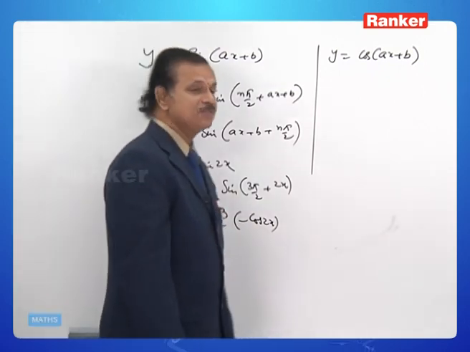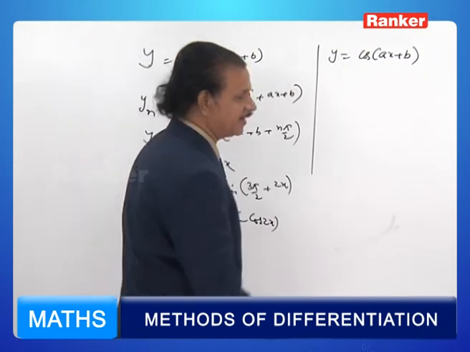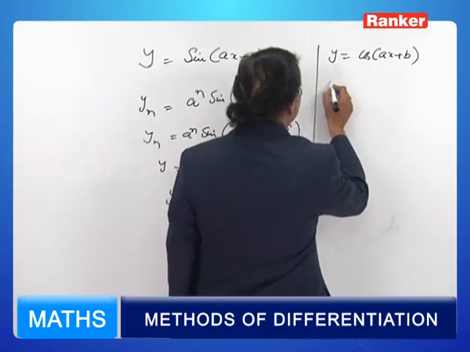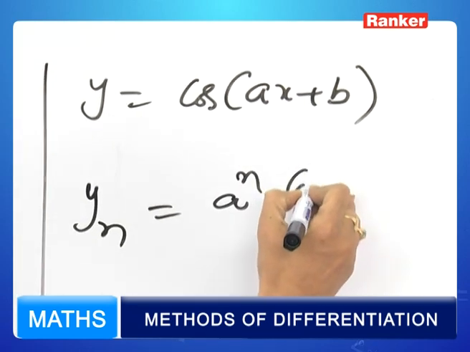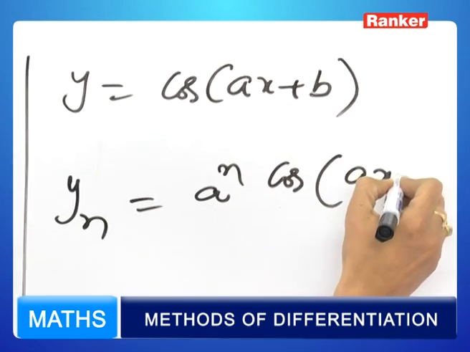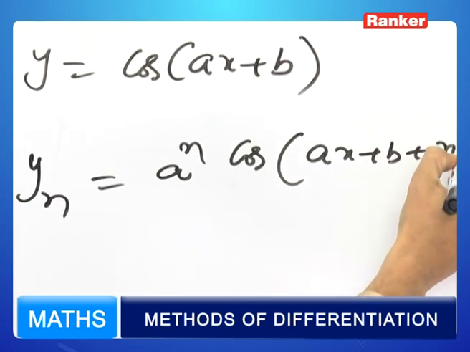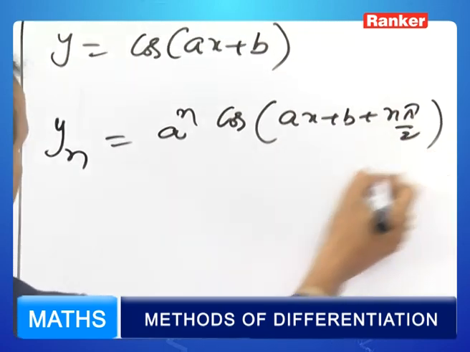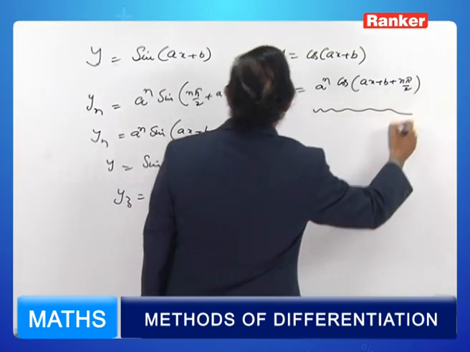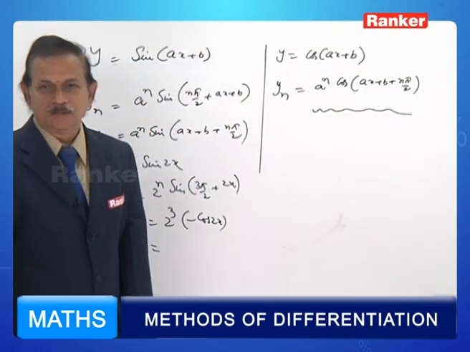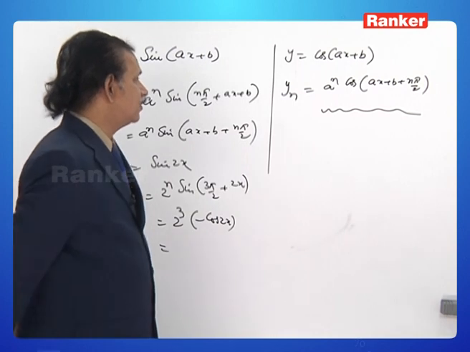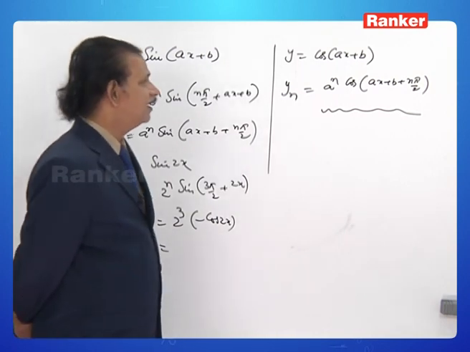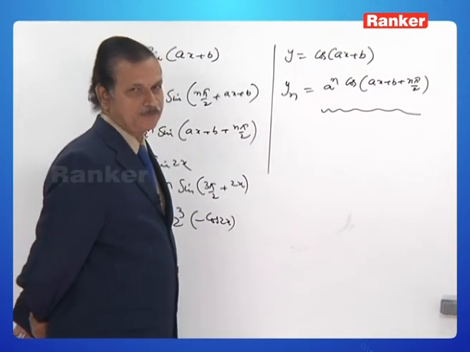What happens in the case of y is equal to cos of ax plus b? Just like the previous case, yn is equal to a power n into cos of ax plus b plus n pi by 2.